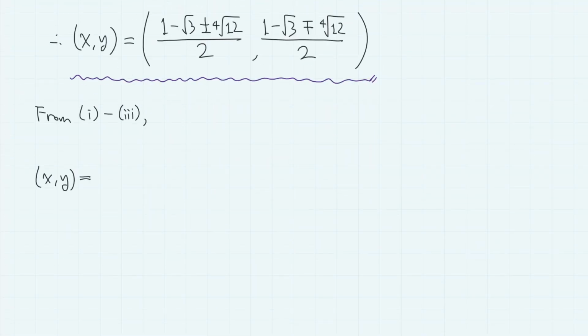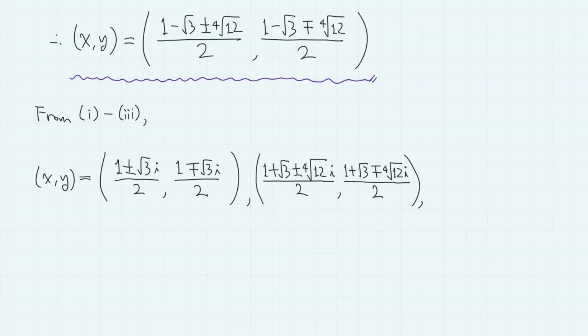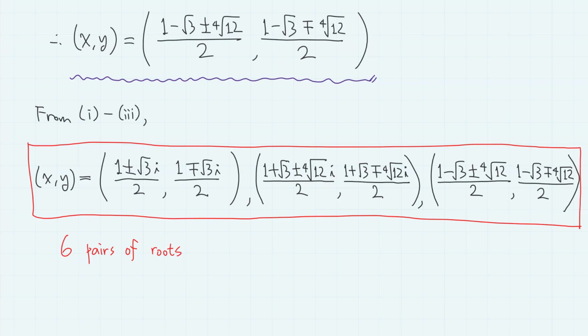So from cases 1 to 3, the roots are (1 plus minus square root of 3i) over 2, (1 minus plus square root of 3i) over 2, (1 plus square root of 3 plus minus 4th root of 12i) over 2, (1 plus square root of 3 minus plus 4th root of 12i) over 2, and (1 minus square root of 3 plus minus 4th root of 12) over 2, (1 minus square root of 3 minus plus 4th root of 12) over 2. So we have 6 pairs of roots.